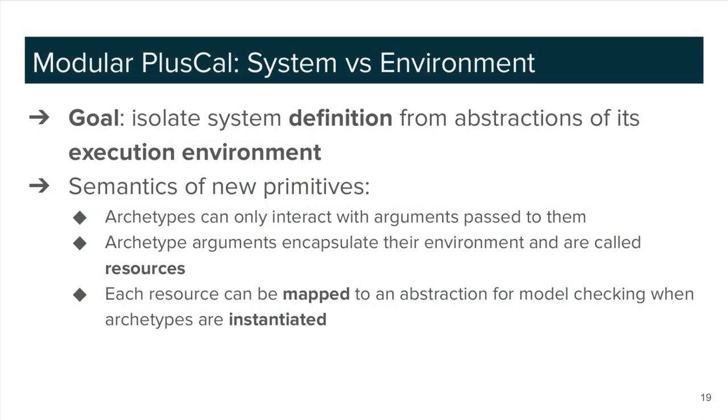So this basically summarizes what I was just saying. You have this goal of isolating our abstract definition from its environment, whatever that is. And so you have these archetypes. They are only allowed to interact with their parameters, so you know now which bits of the system they're touching. And these arguments will encapsulate the environment in some way. And also, importantly, we never said how the network behaved in that last example. So you can take these and define what the model checker should see, and you can also take these and define what other things like implementations should see.